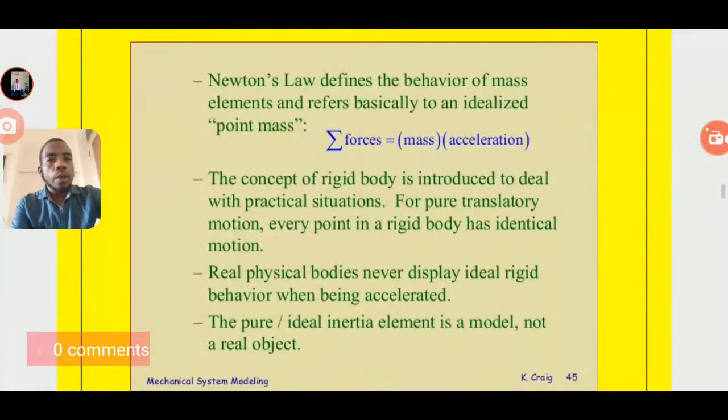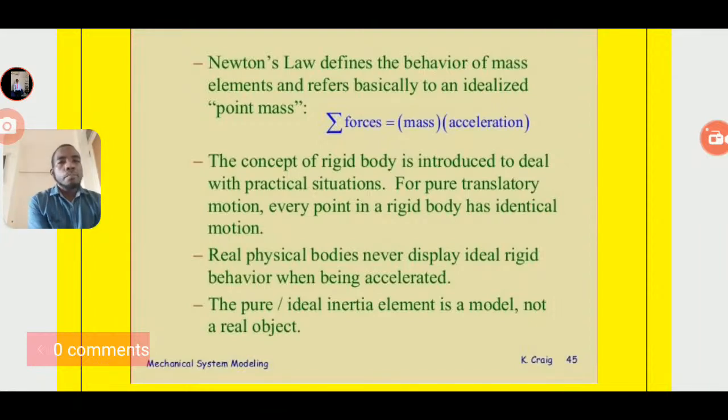Newton's law defines the behavior of the mass element and refers basically to an idealized point mass. Here the summation of force is equal to mass times acceleration. This is nothing but Newton's second law of motion, the law of inertia. So in the inertia element, we are using the concept of Newton's second law.